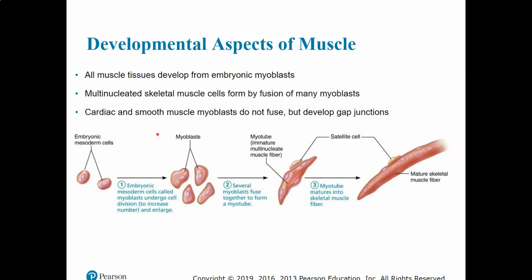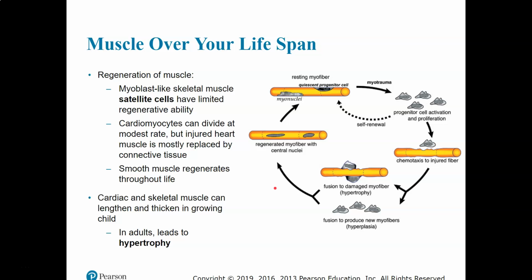Inside of skeletal muscle tissue, some of those myoblasts develop into these adult stem cells called satellite cells that are going to be used in repair. So when skeletal muscle gets damaged, these myoblast-like satellite cells have some limited regenerative ability. If your myofiber, your muscle fiber cell, gets damaged, these satellite cells can proliferate, move to the injured fiber, fuse with it, and actually repair it. Note, they don't tend to develop into new muscle cells. They're better at repairing damaged muscle cells.